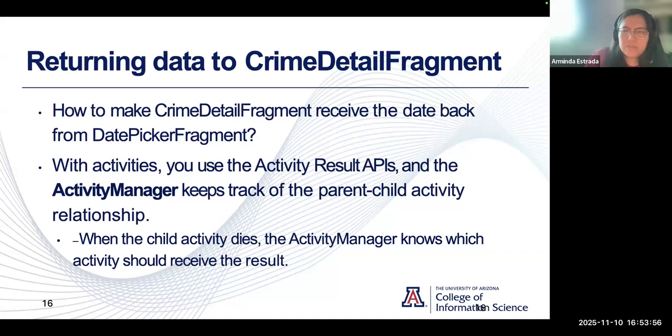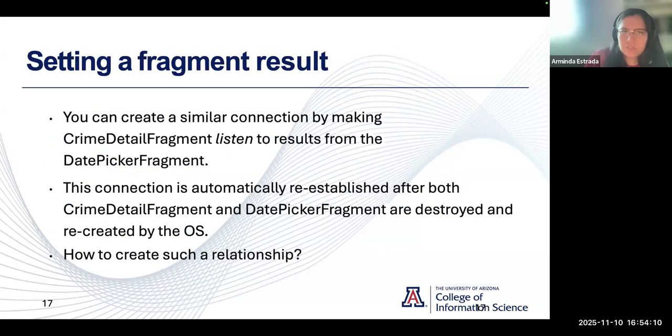So how do we make the crime detail fragment receive the date back from the date picker? With activities, you use the activity result APIs, and the activity manager keeps track of the parent-child activity relationship. So when the child activity dies, the activity manager knows which activity should receive the result. You can create a similar connection by making the crime detail fragment listen to the result from the date picker fragment. This connection will automatically be reestablished after both the crime detail fragment and the date picker fragment are destroyed and recreated by the OS. So how do we create such a relationship?